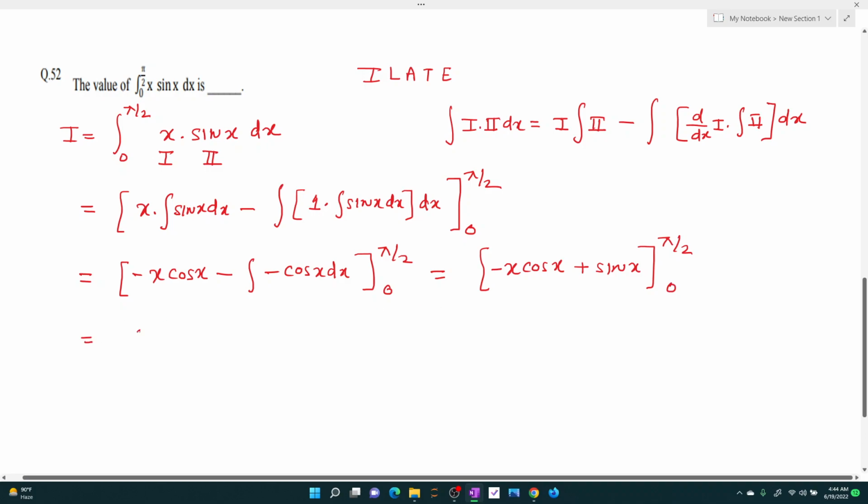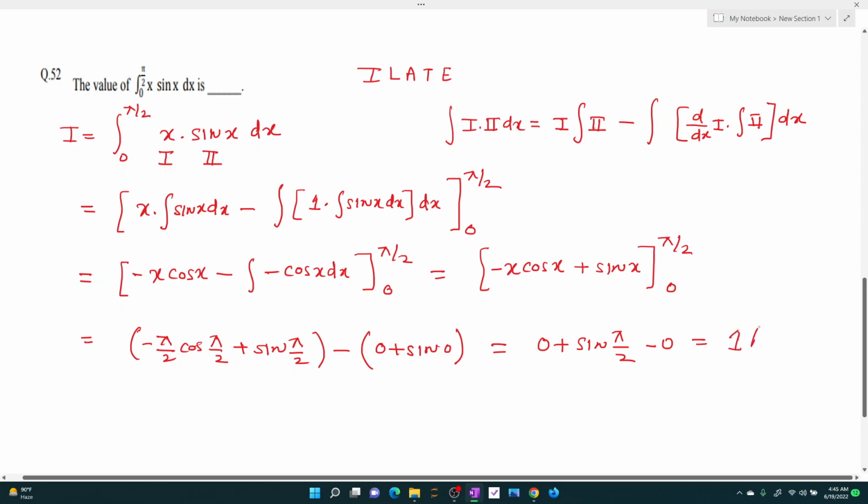So at pi by 2, the first value becomes minus pi by 2 cos pi by 2 plus sin pi by 2, right? And then we will have negative of, when we multiply with 0, this first term will become 0, plus sin 0. So we know that the value of cos pi by 2 is 0. So the first term is coming out to be 0 plus sin pi by 2. And then sin 0 is also 0, so this will also become 0, negative of 0. So we have only sin pi by 2, and the value of sin pi by 2 is nothing but 1. So the answer here is 1, right?